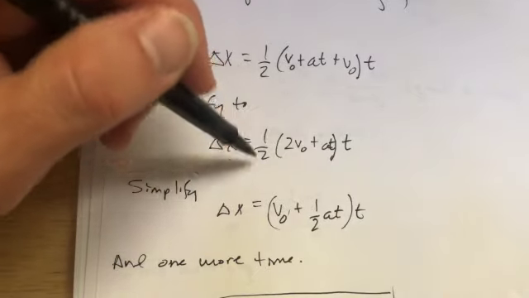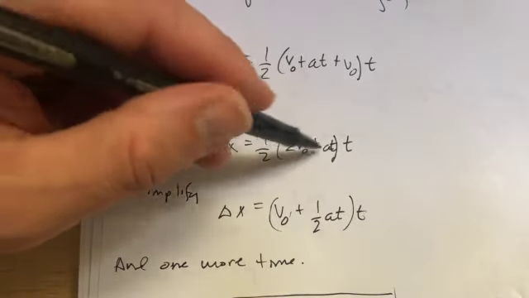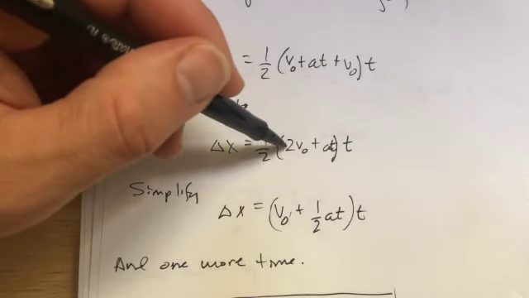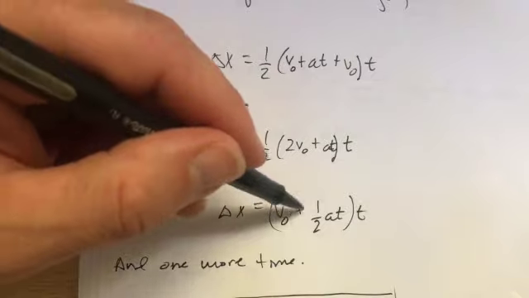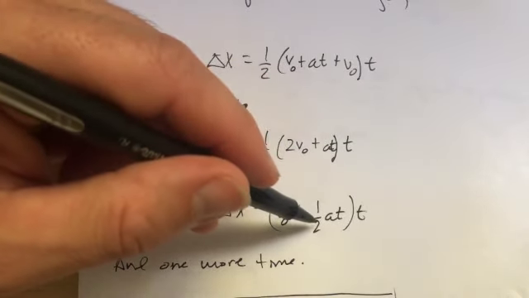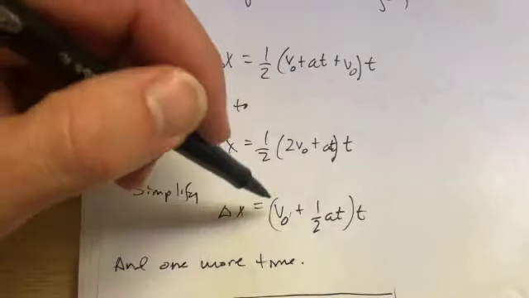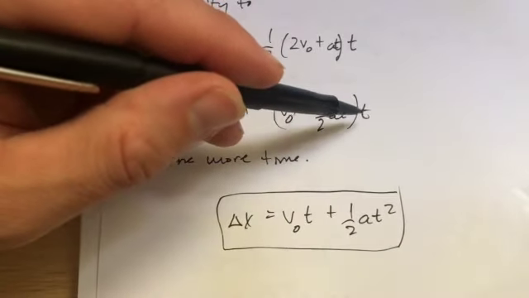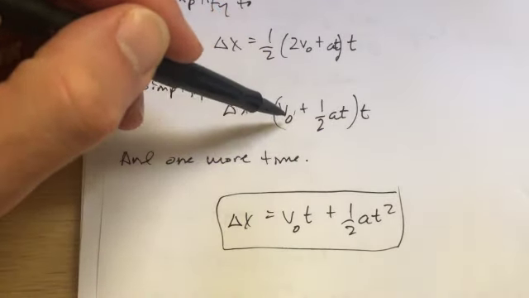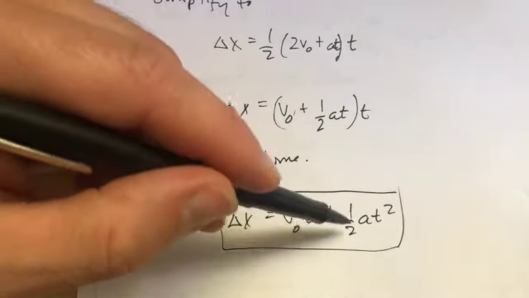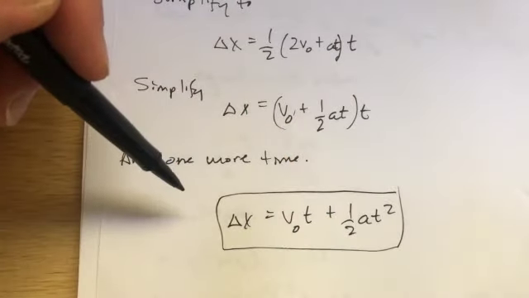Going from here to here, I multiply 1/2 times what's inside the parentheses. 1/2 times 2 is 1, so I just end up with V naught. 1/2 times AT becomes 1/2 AT. The last step, I take that t and I multiply it by both of these terms. I get V naught t plus 1/2 AT squared. And that's equation number 3.